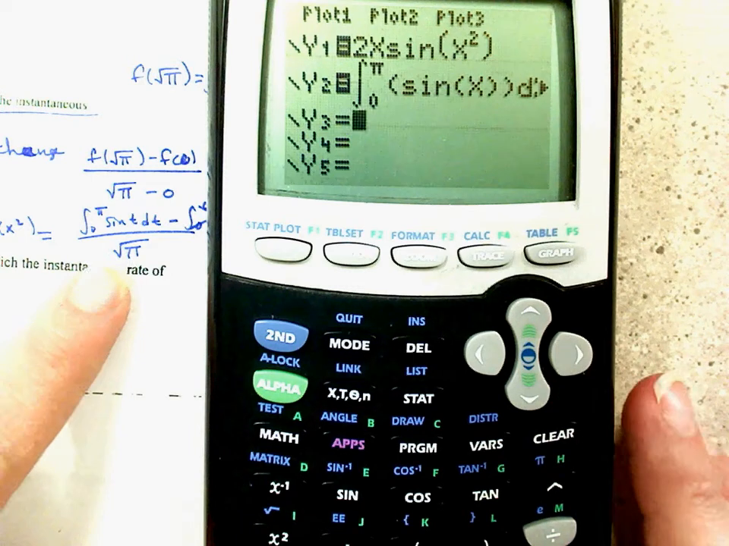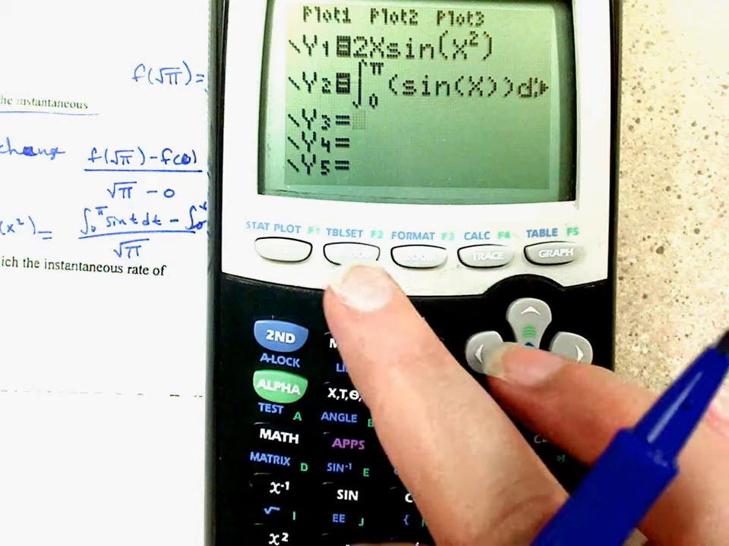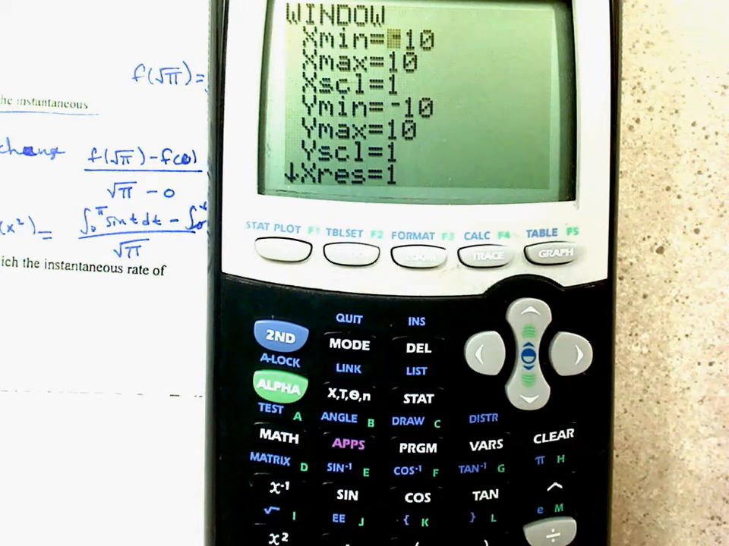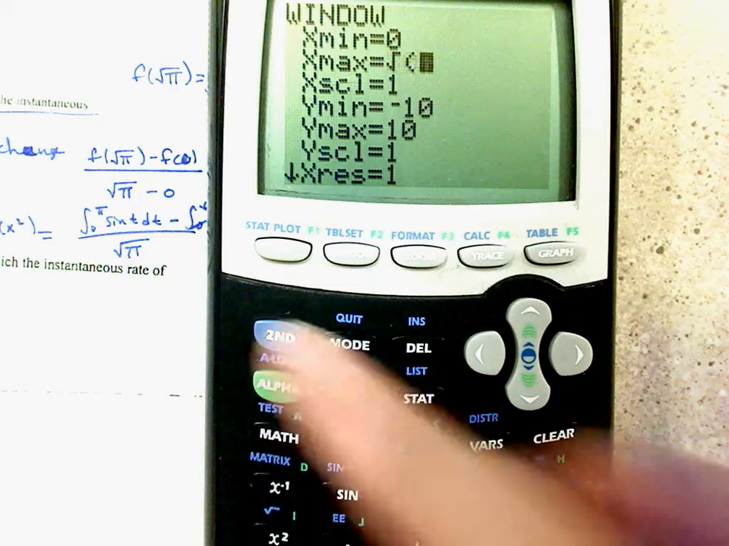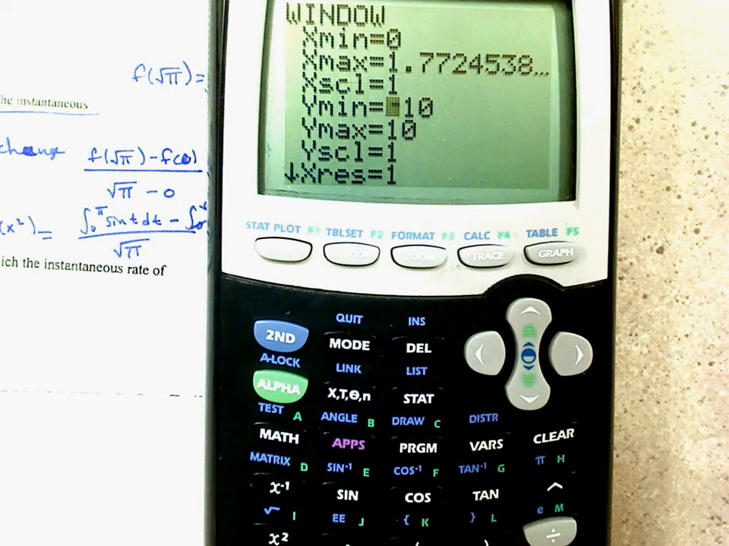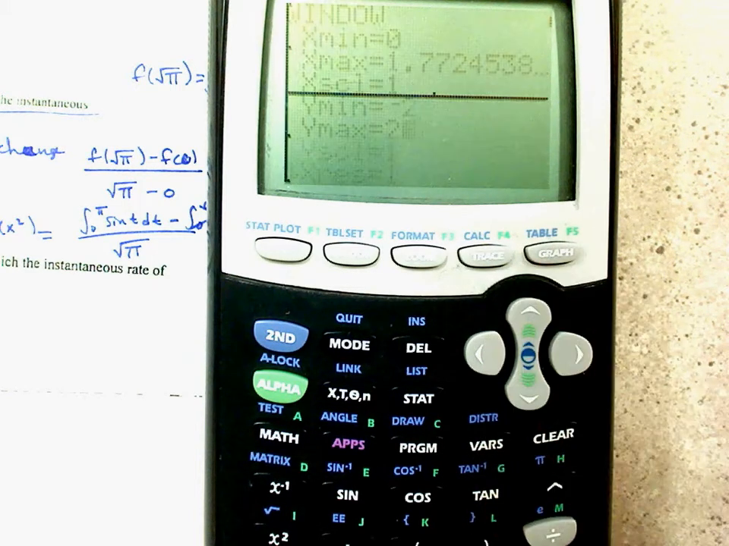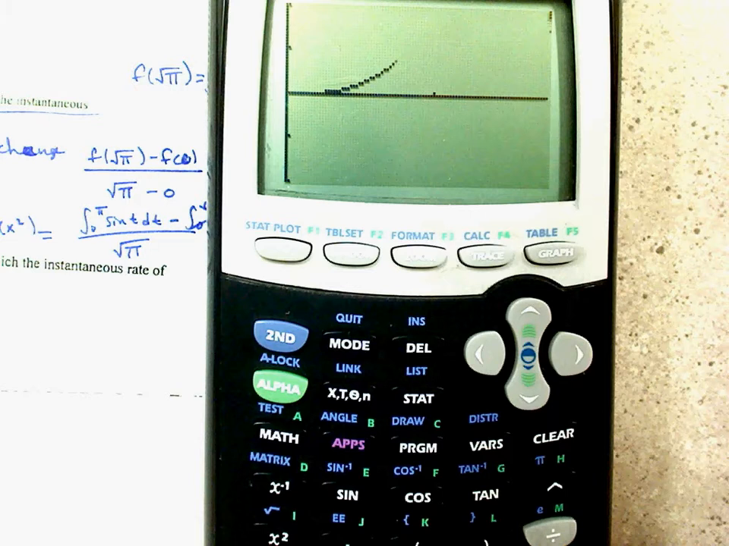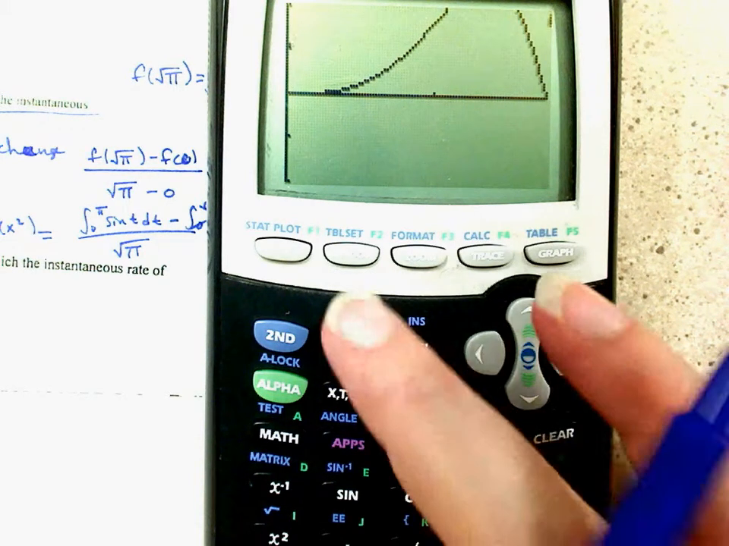Okay. Do I need to change my window? 0 to what? Square root of pi. And then I'm going to go from -2 to 2. Well, I don't know. I might need to go higher, but we'll see. So how many times do these two functions equal each other? Okay, so I'm going to go up higher.